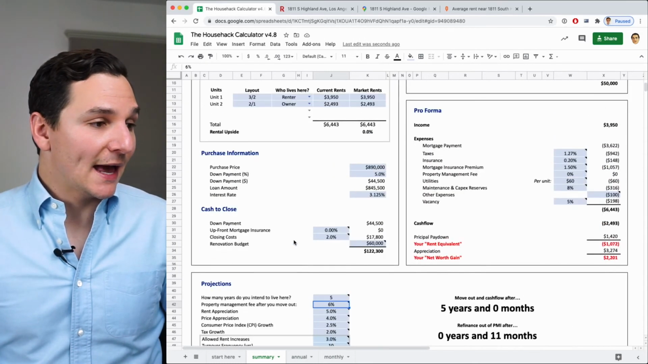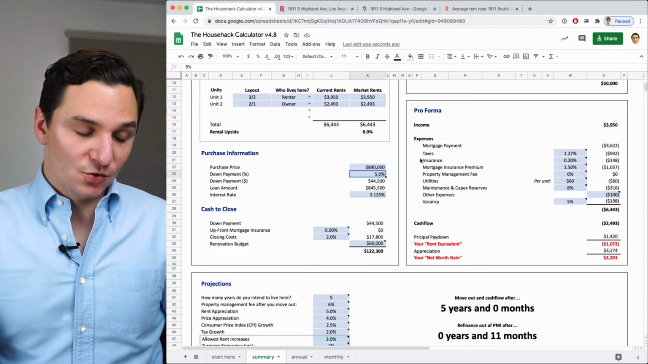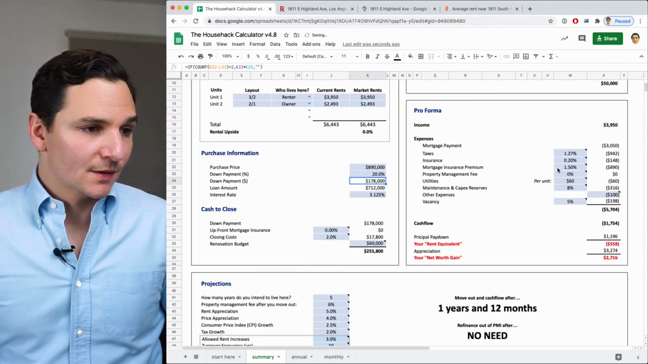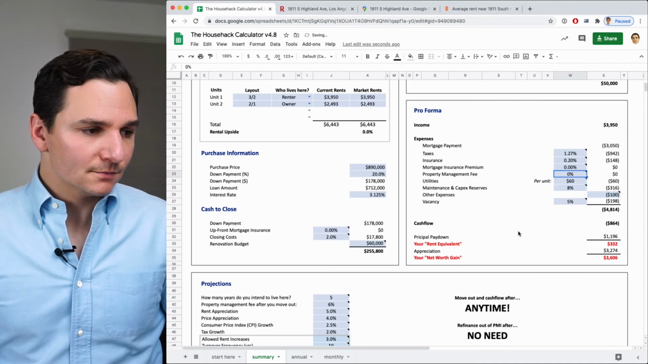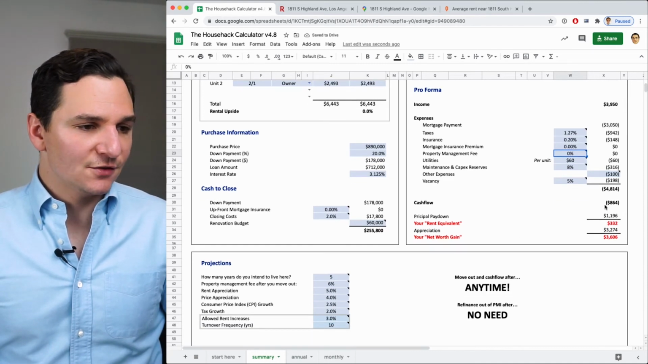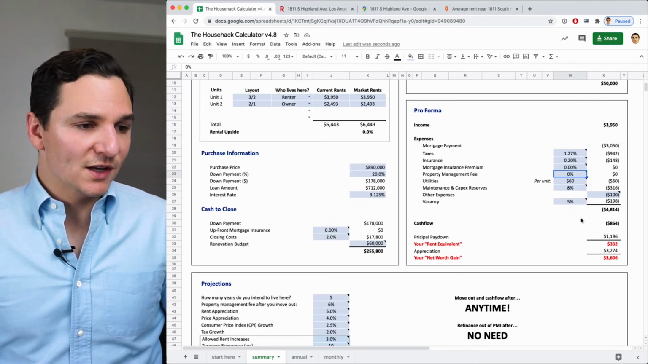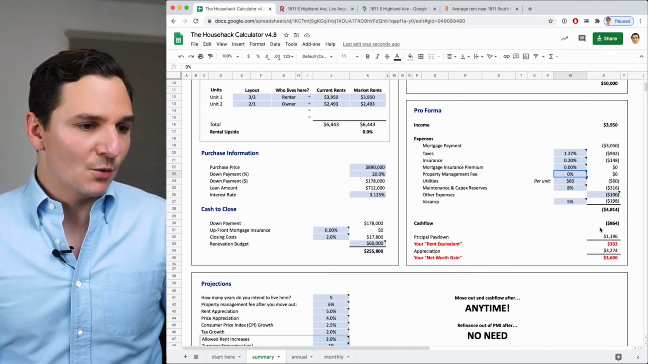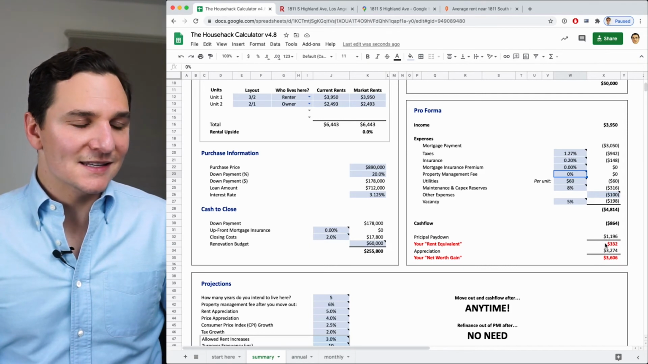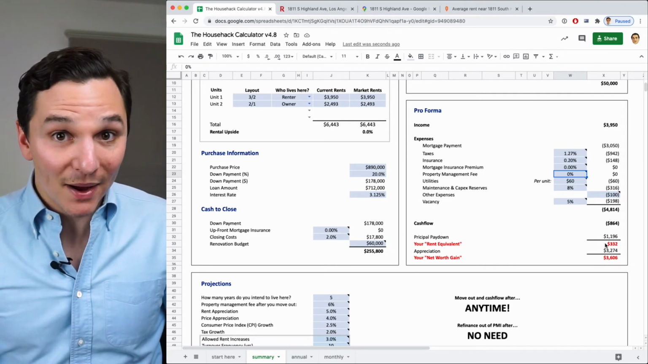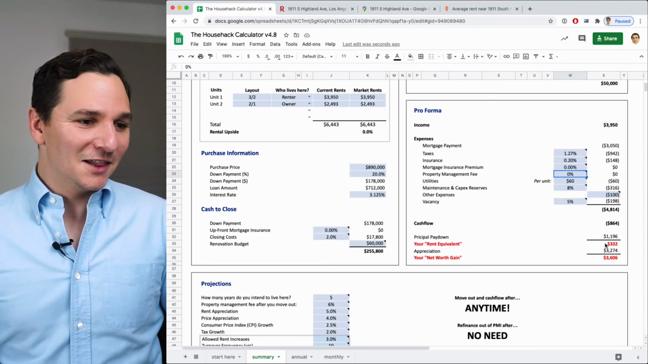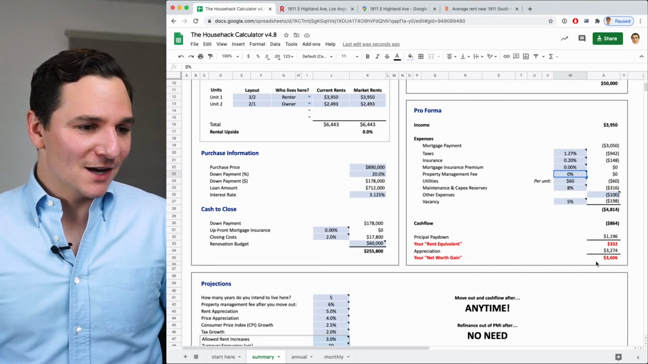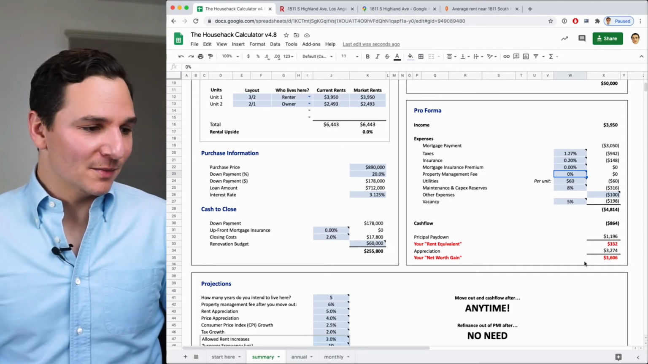Obviously, if you have the capital for it, you could also see what it looks like to put 20% down and pay no PMI. In this situation, the cash flow is negative $864. That means it's only costing us $864 per month out of pocket to live here. And with the principal pay down, our rent equivalent is positive. Positive. I love that. And your net worth gain is $3,600 per month.